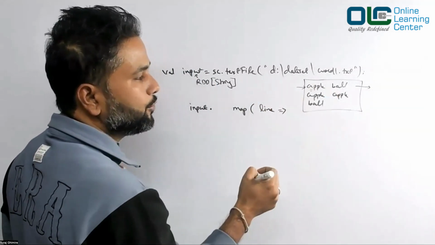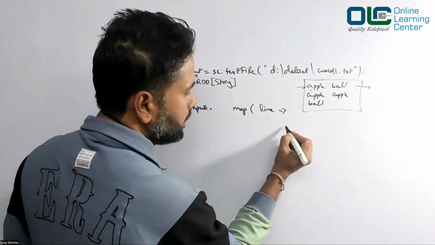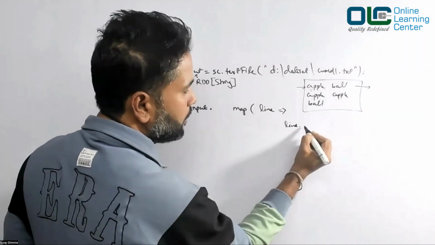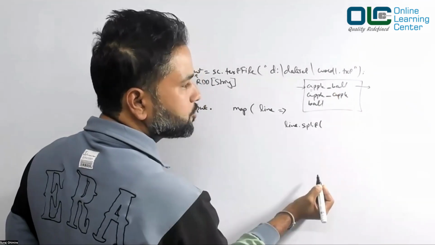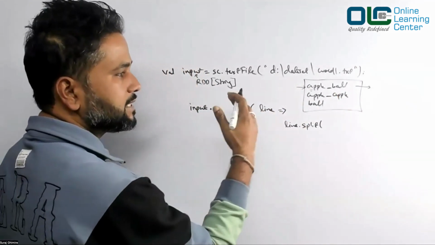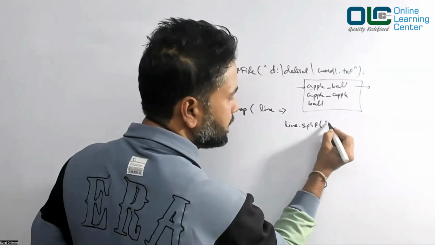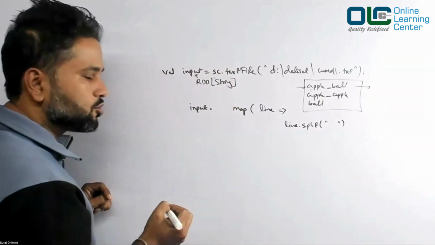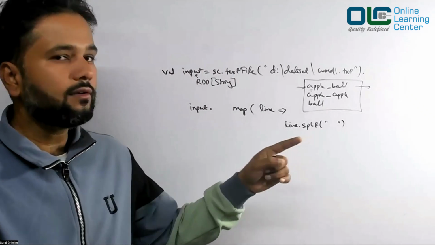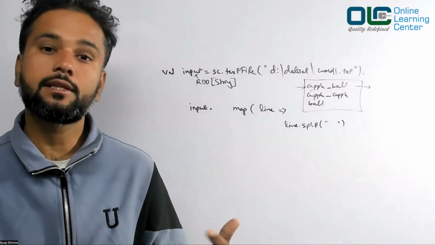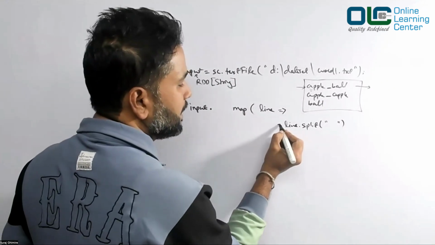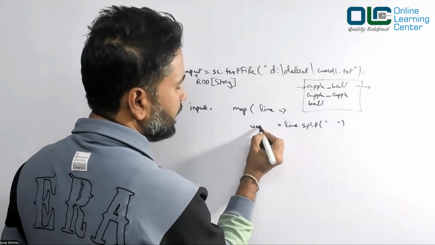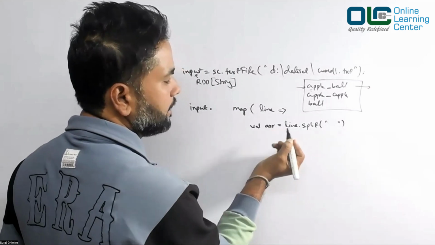So what I want to do, I want to split them. So I'll say, okay, line dot split by what? Space. There is a space between two words. So I will say split by space. So whenever you use split, that will give you back an array. Okay. So what you'll get is, you'll get an array here. I'll say val arr.